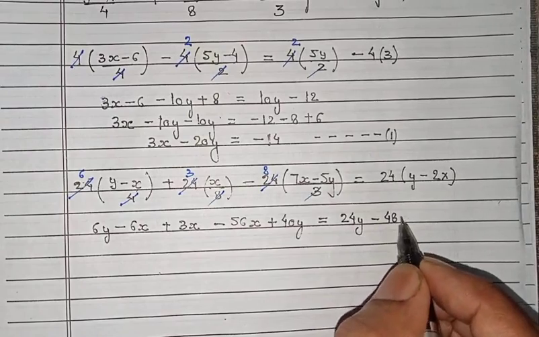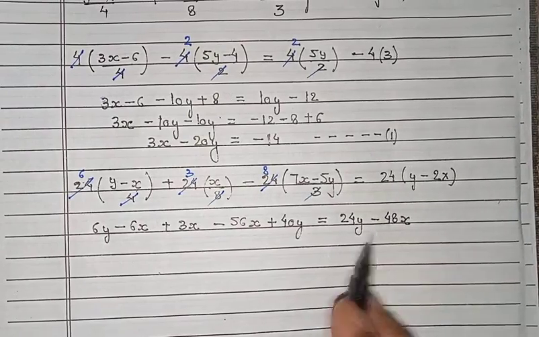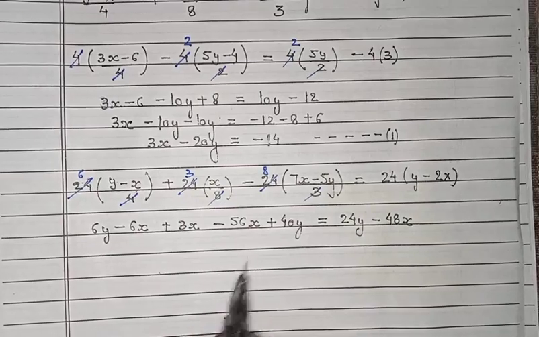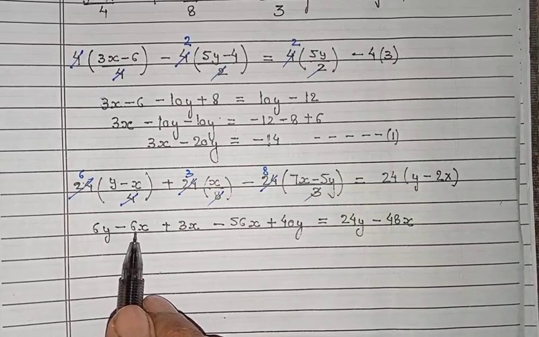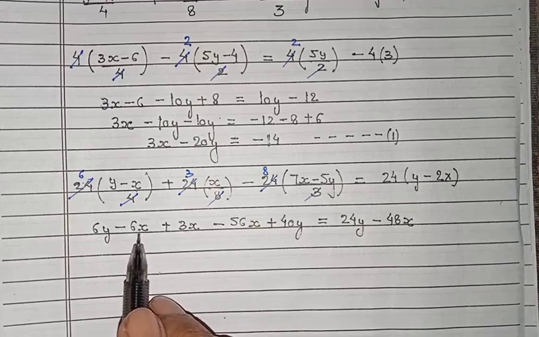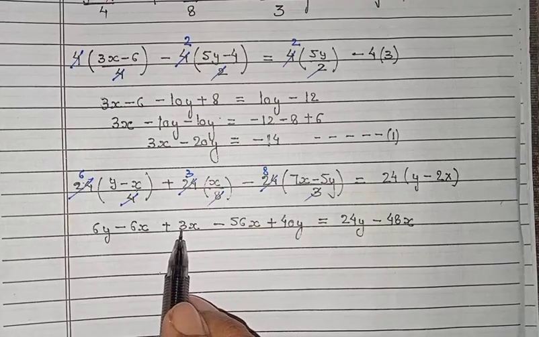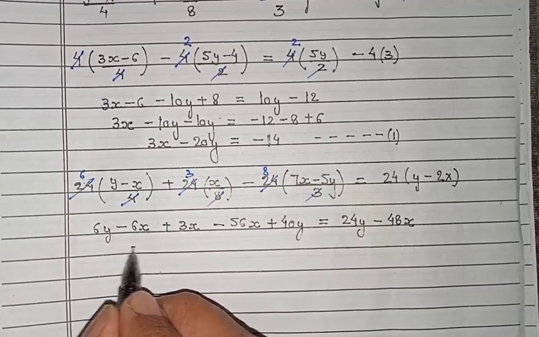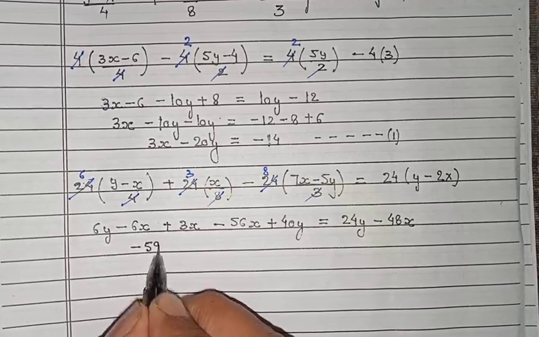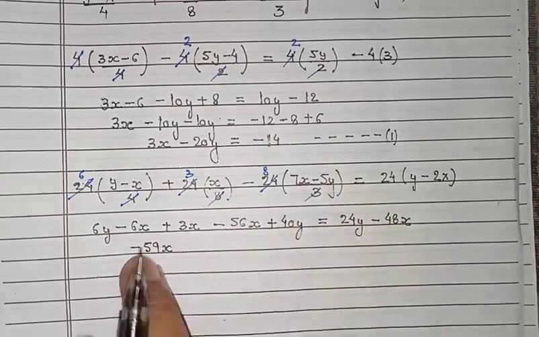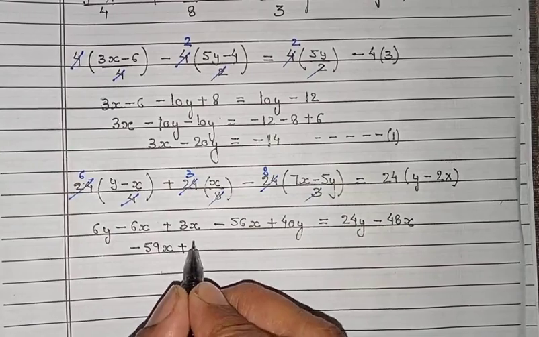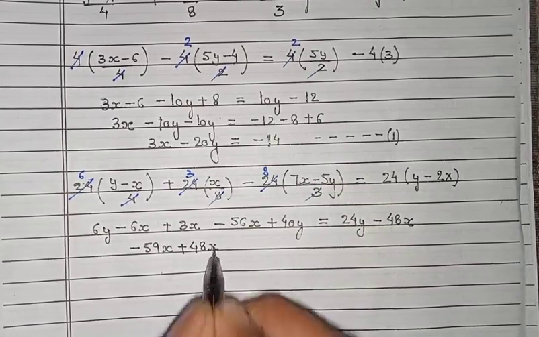minus 48x. We're collecting all the variables on one side, so on the left side we have minus 56x and then minus 6x. This will make it minus 62x. Minus 62x and plus 3x will make it minus 59x. Bringing this minus 48x to the left side, it will become plus 48x.